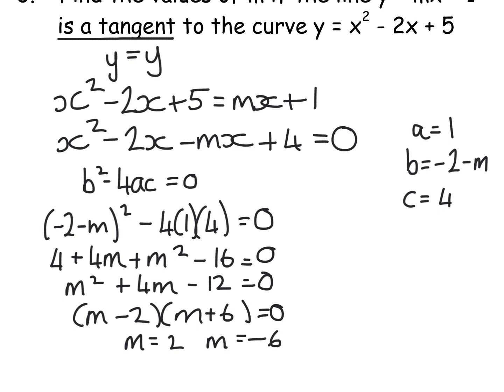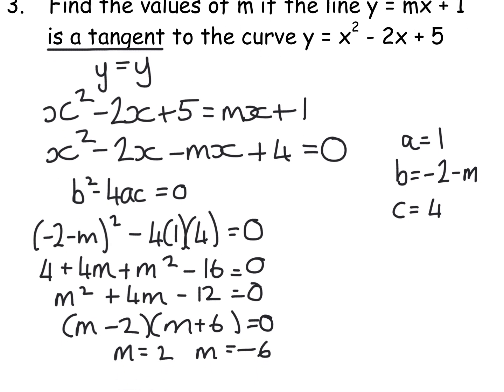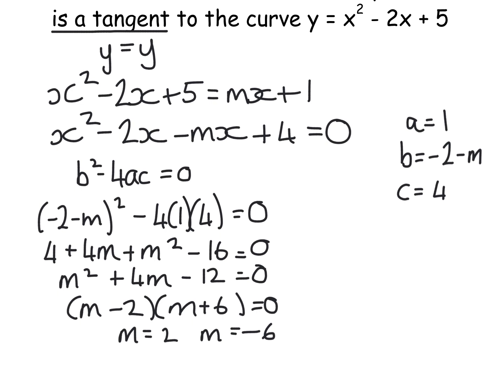Now the question asked, find the values of m for the line to be a tangent, and we have done that. So if m is 2 or negative 6, then the line is a tangent to the curve. And then hopefully that's me covered the 3 different scenarios of tangents to a curve for the quadratic stuff.